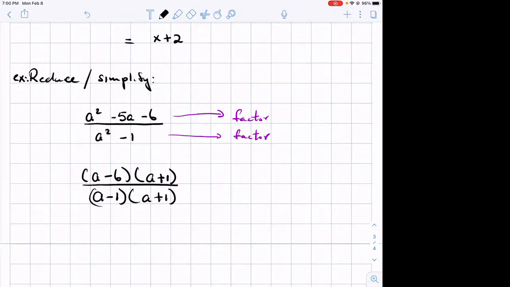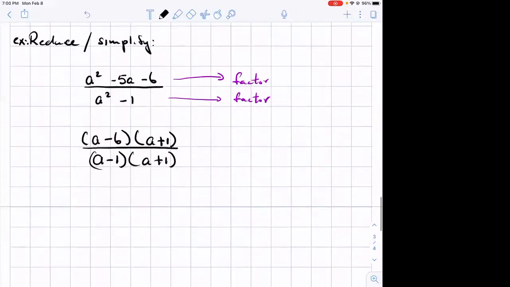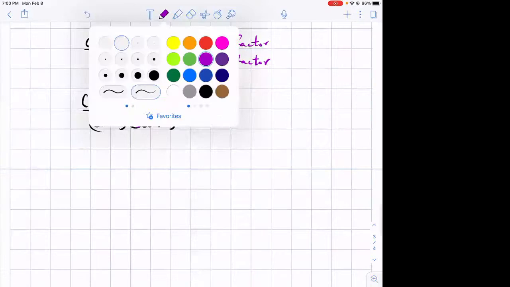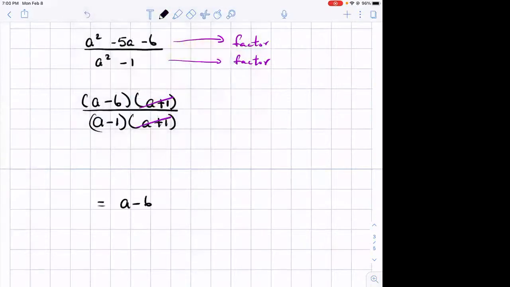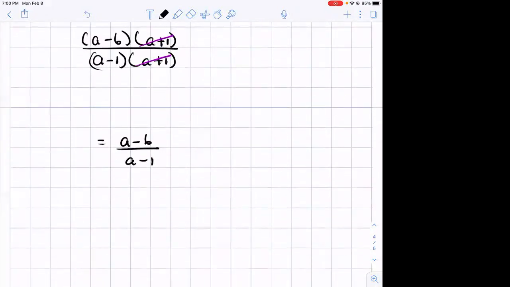And now we look for anything that is alike in both the numerator and the denominator. And we see here that this is the same as this, so we can cancel it out, which really becomes 1. So this is equal to a minus 6 over a minus 1. So there are many different ways this can be done. The key point is that factoring is a very important part of reducing. Very important.